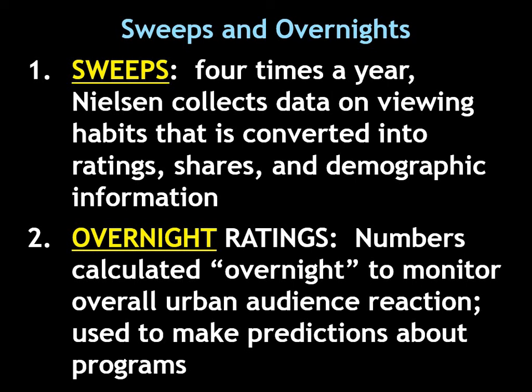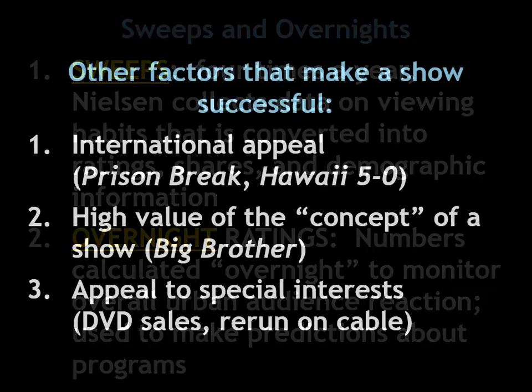Overnight ratings are numbers calculated overnight to monitor overall urban audience reaction. This is used to make predictions about programs. These are very preliminary reports, but they're able to gauge in a rather simplified fashion how many people were tuned in to a particular show or network the night before, and it gives a bit of an indication as to how popular or unpopular a particular show is.